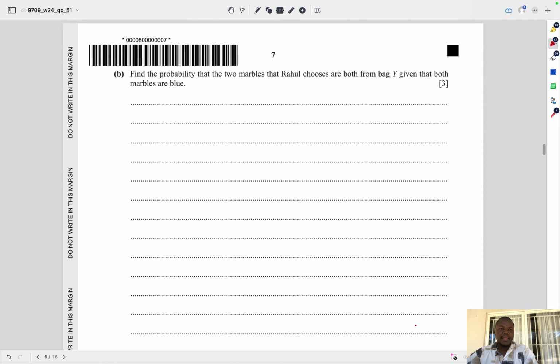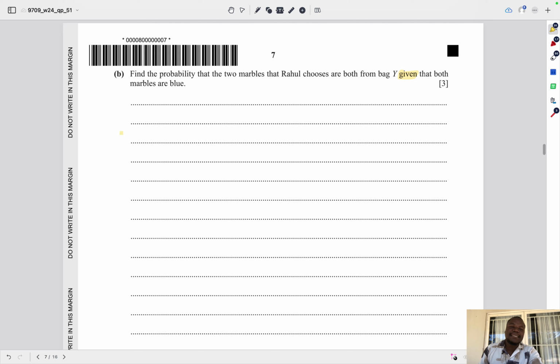Okay. Now part B says find the probability that the 2 marbles that Rahul chooses are both from bag Y, given that both marbles are blue. So given in statistics, if you remember when we started, given is a condition. This is conditional probability.